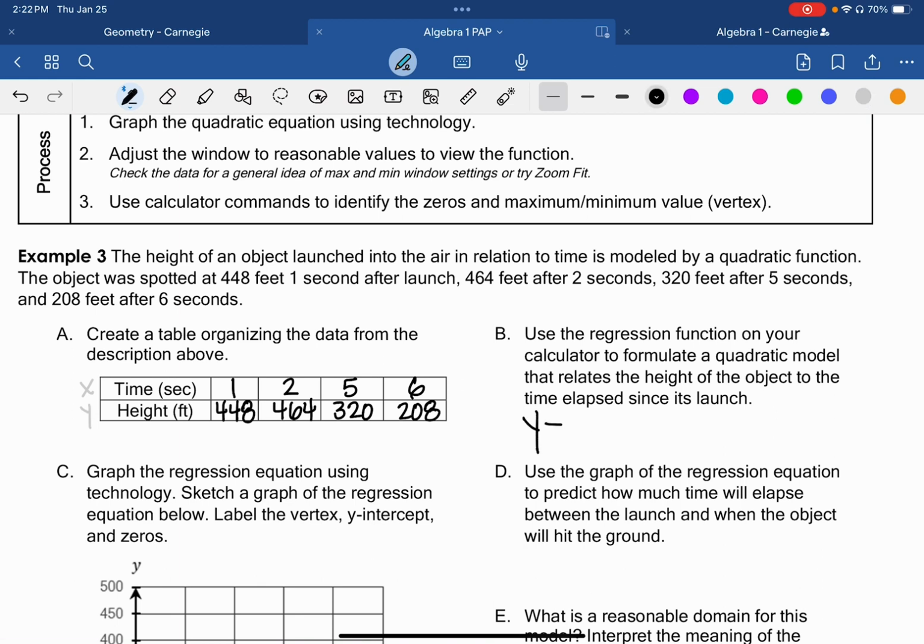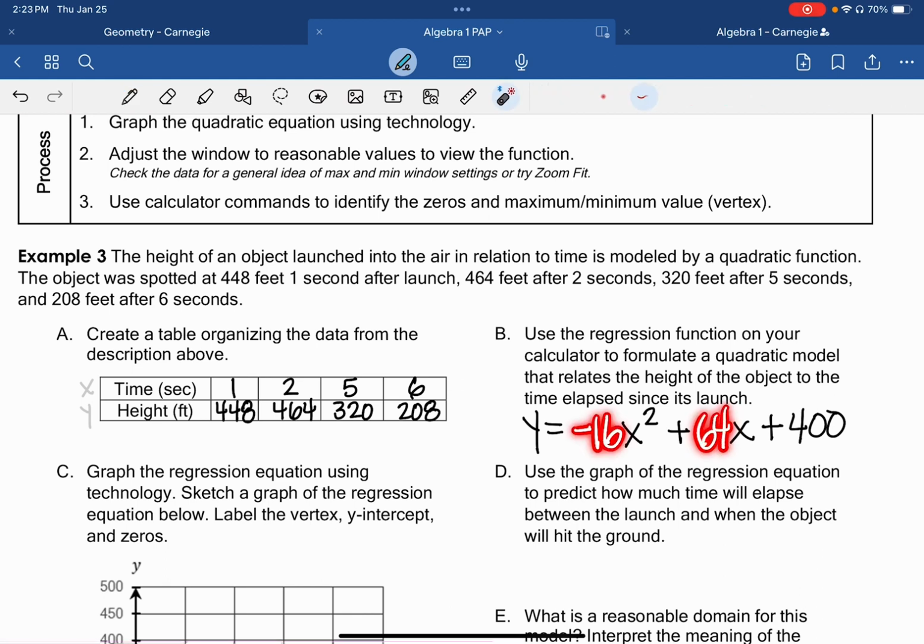Once I've done the regression, this is what my calculator is going to tell me. Remember, it's going to give me an A value, a B value, and a C value. So it gave me an A value of -16. It gave me a B value of +64, and it gave me a C value of +400.